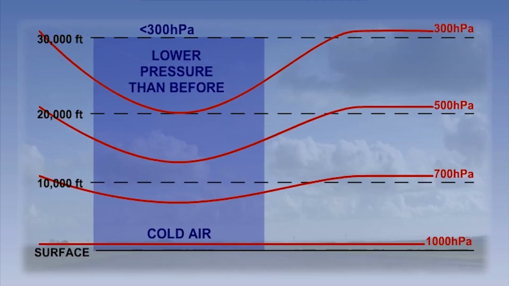Look at the pressure now at 30,000 feet in the cold air. It is no longer 300 hectopascals. You can see the pressure is much less now. We can summarize to say that cold air causes isobars to compact in the vertical, increasing the pressure lapse rate and reducing the pressure even more at any given height.